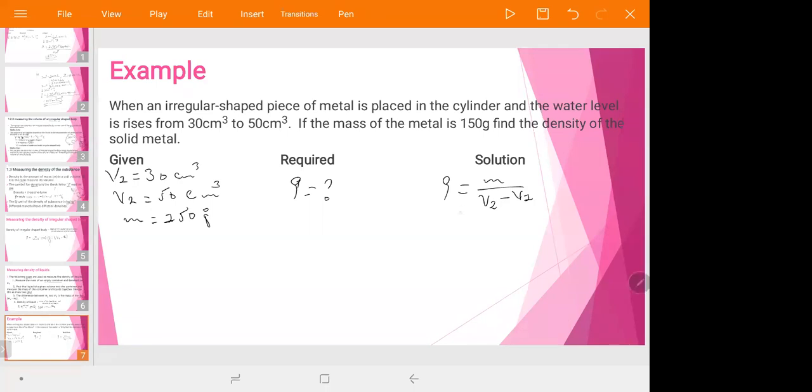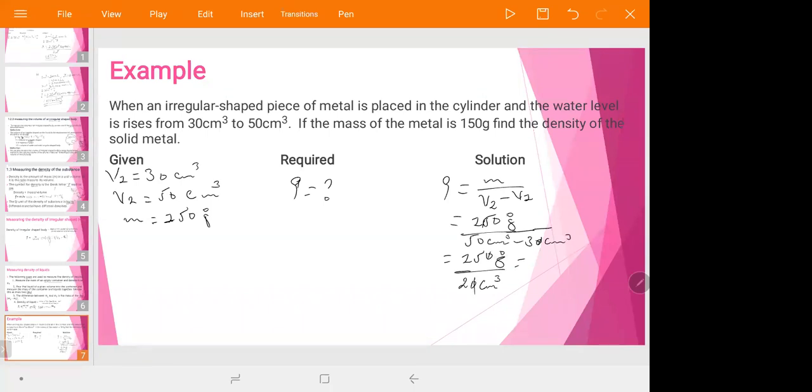So we can insert now. 150 gram divided by 50 centimeter cube minus 30 centimeter cube. Let us subtract first. 150 gram over how many? 20 centimeter cube. Excellent. The 0 is cancelled by the 0.